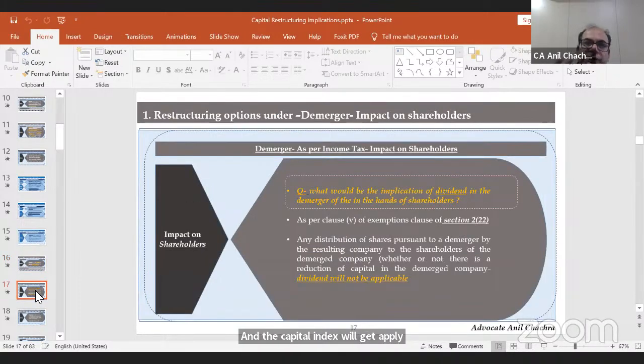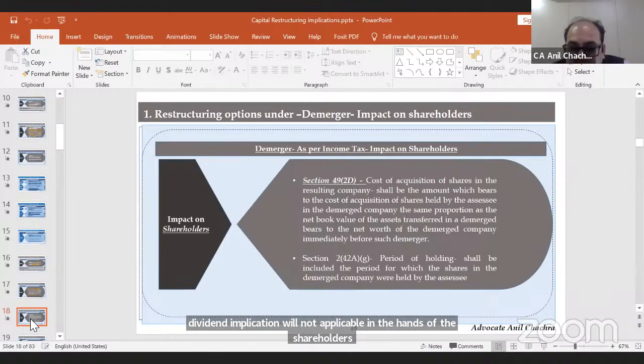Now, what would be the dividend implication in the hands of the shareholders as far as the demerger is concerned? In an amalgamation, there will be no deemed dividend in the hands of the shareholders. In the case of demerger as well, there will be no deemed dividend, as per clause 5 of the exemption clause of section 222, which says that any distribution of shares pursuant to demerger by the resulting company to the shareholders of the demerged company, whether or not there is a reduction of capital in the demerged company, dividend will not be applicable. So in both merger and demerger, the dividend implication will not apply in the hands of the shareholders.